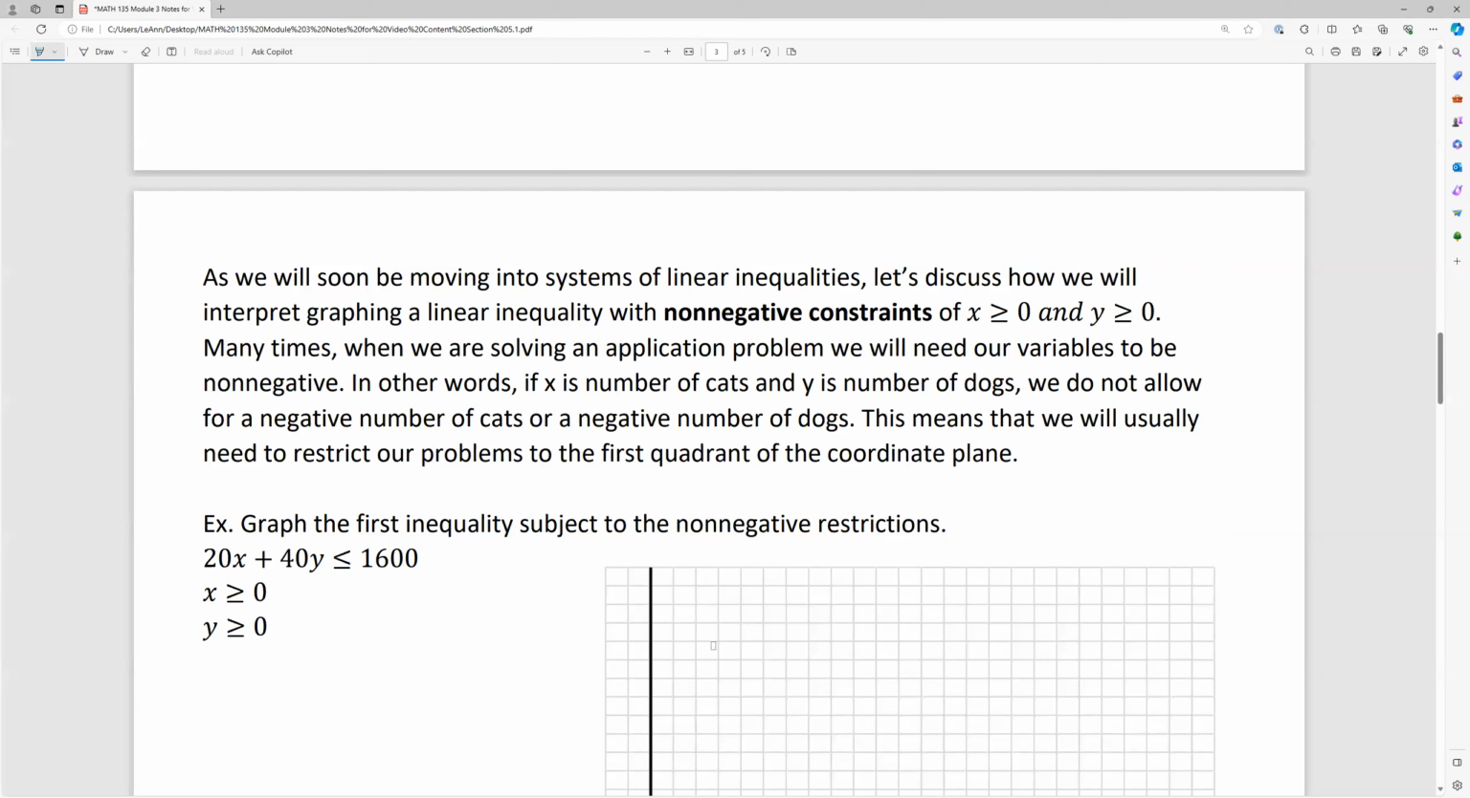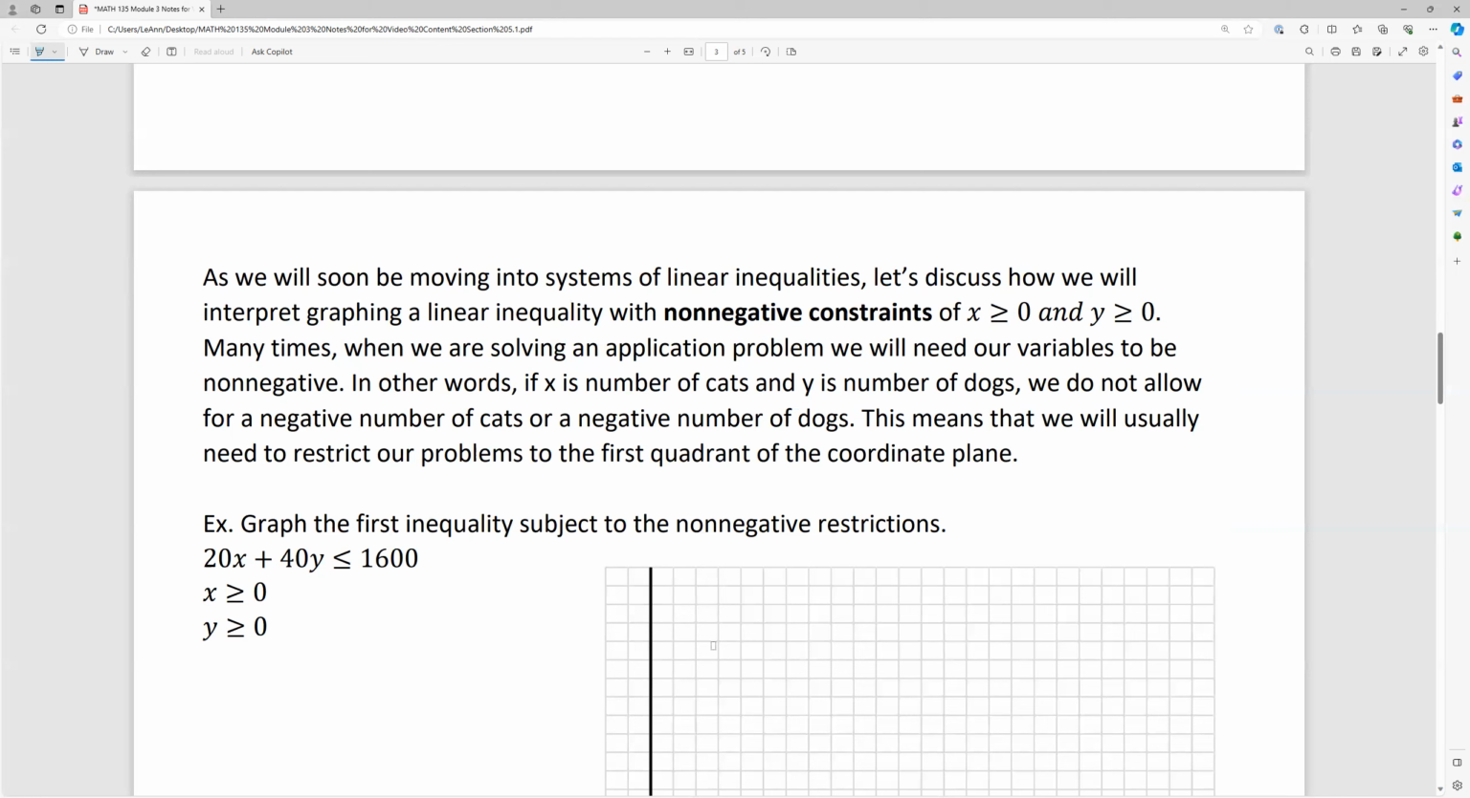So this means we will usually need to restrict our problems to what we call the first quadrant of the coordinate plane. That is what we mean by those non-negative constraints. So to do that, we say all of our x's need to be greater than or equal to 0, and all of our y's need to be greater than or equal to 0. That actually adds 2 more boundary lines and shadings to our problem, because we're actually going to be shading a little small system. And this is the most basic system of linear inequalities.